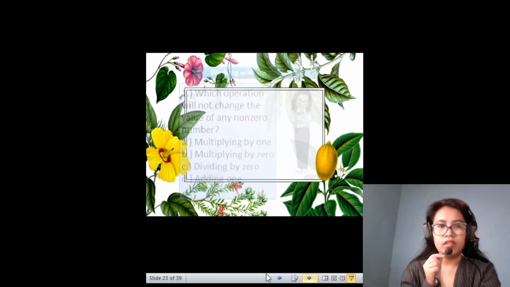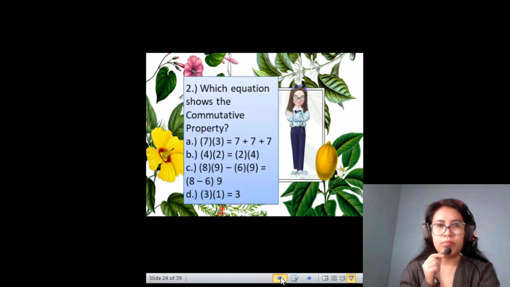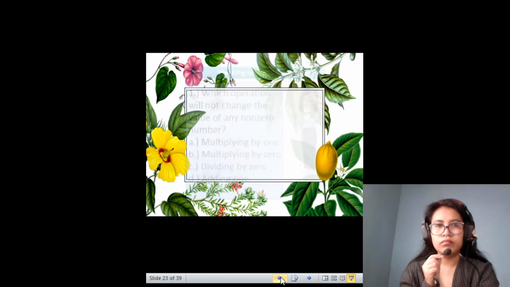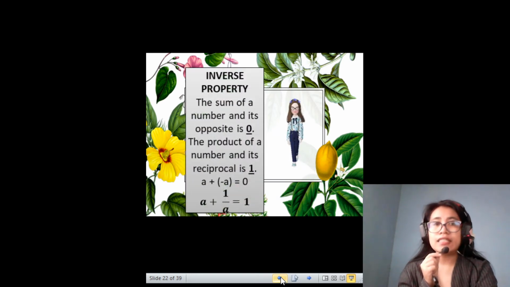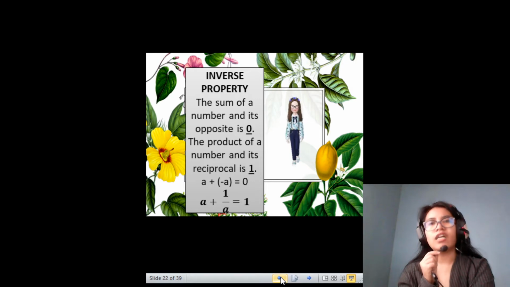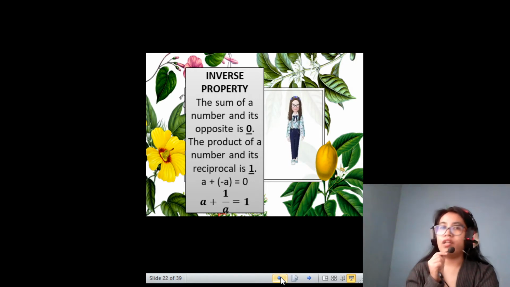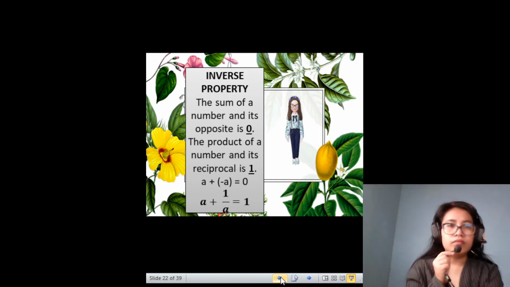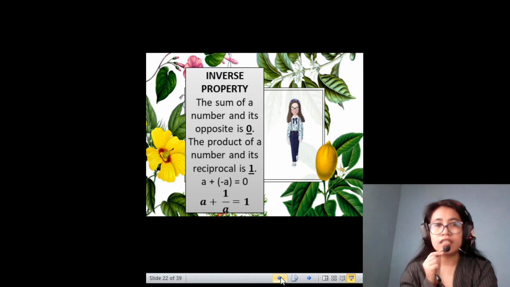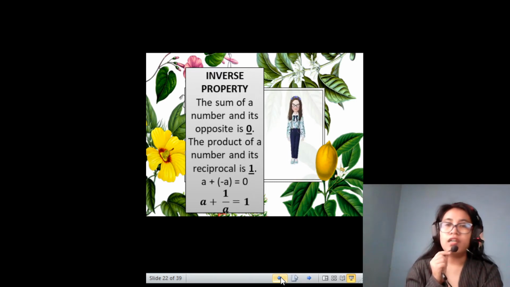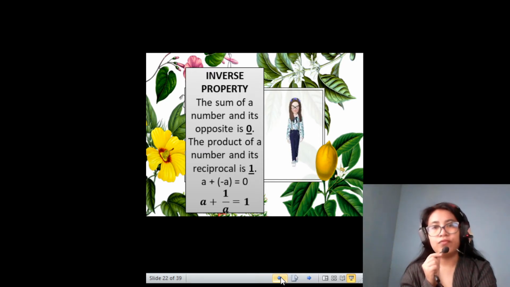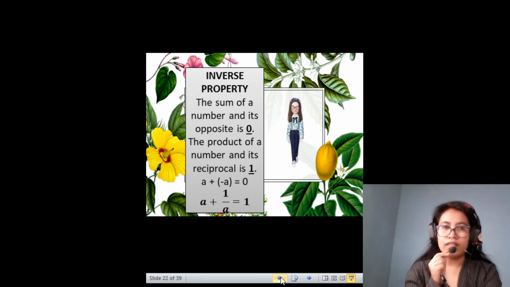Next, lastly, we have the inverse property. The sum of a number and its opposite is 0. For example, 1 plus negative 1 is always equal to 0. The product of a number and its reciprocal is 1. For example, 2 times 1/2, the answer is 1.